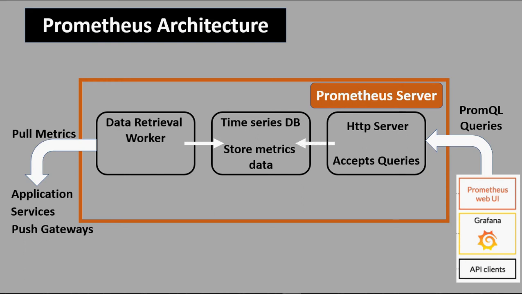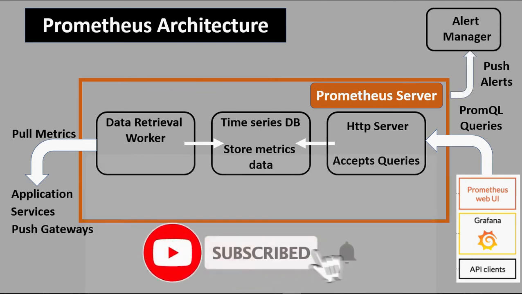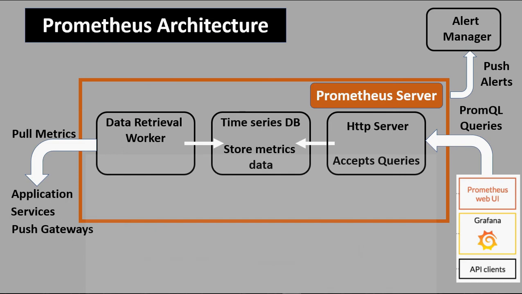Now if something crashes or goes wrong in the application and is visible in the pulled metrics from the services, the Prometheus server pushes alerts to the alert manager, and the alert manager sends the alert to the administrator in the form of SMS, email, or incident. And this is all that Prometheus has.